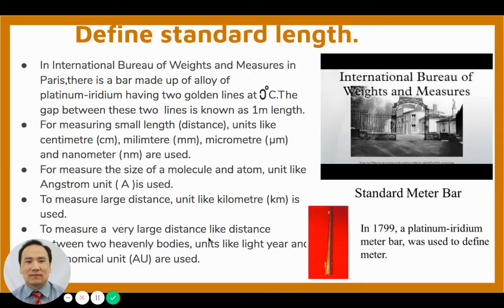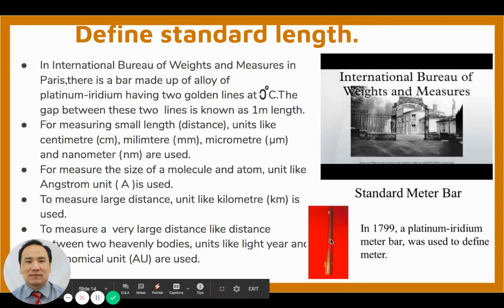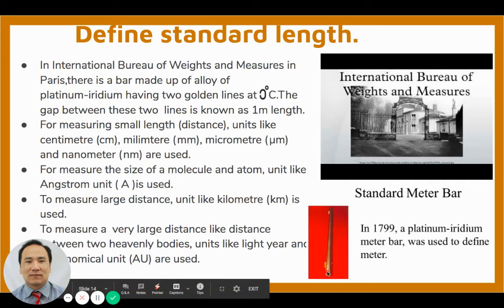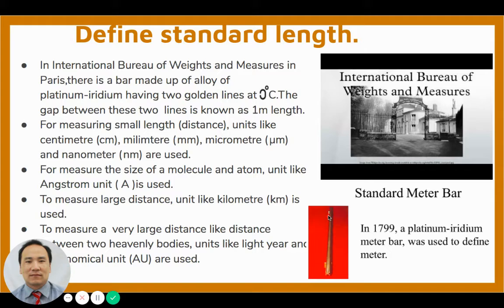Define standard length, or we can also call it 1 meter length. There is one organization called International Bureau of Weights and Measures in Paris. A bar or rod is kept, made up of an alloy of platinum and iridium, having two golden lines at the ends. One golden line here and another golden line here. And the gap between these two golden lines at 0 degrees Celsius is known as 1 meter length.